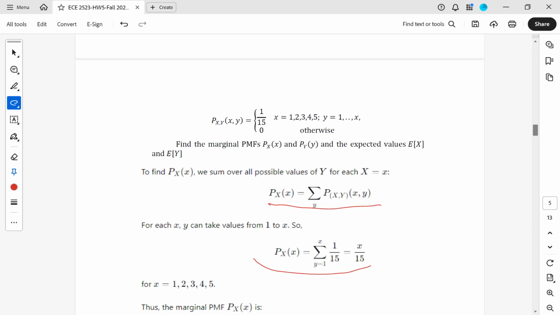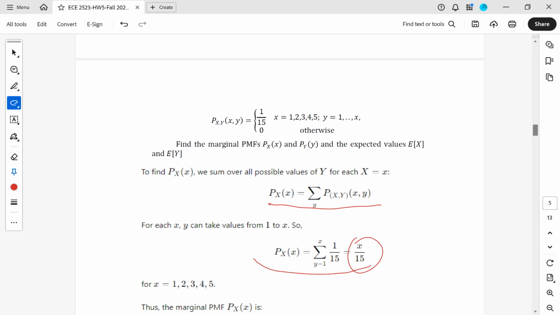Is that clear? So we are going to add from 1, the lower limit of Y is 1, and the upper limit is X. From Y equals 1 to X, all the probabilities regarding the random variable Y, and we have our marginal PMF for X.